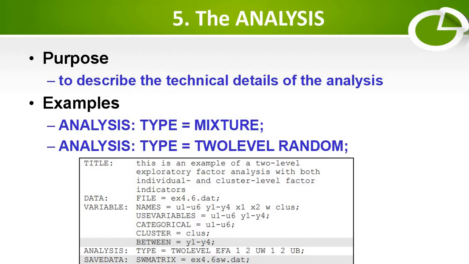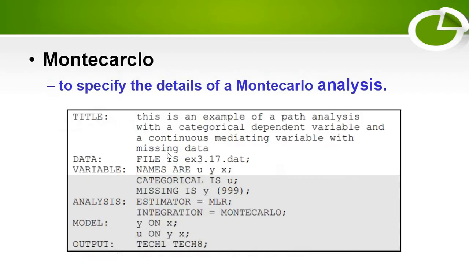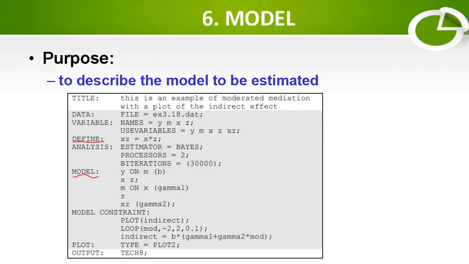Fifth command is the analysis. This command is used to describe the technical details of the analysis. You can include, like, analysis colon, type is equal to mixture semicolon, and on and on. And you can also use Monte Carlo, like this one in analysis: analysis, integration is equal to Monte Carlo semicolon. It will run Monte Carlo simulation analysis. Sixth one is the model.